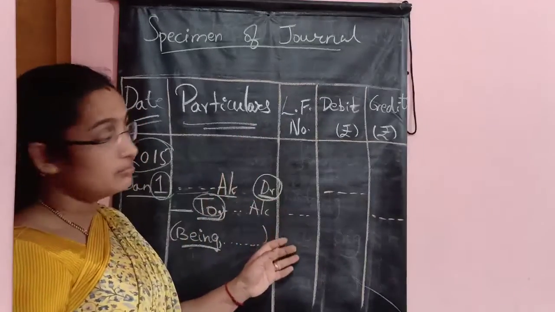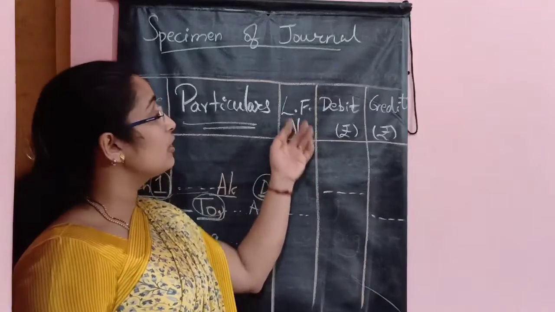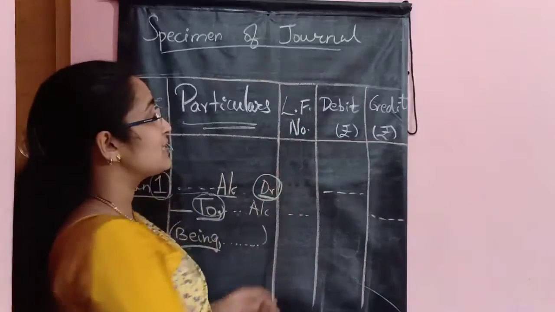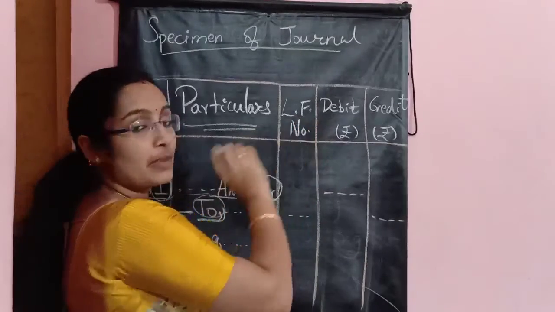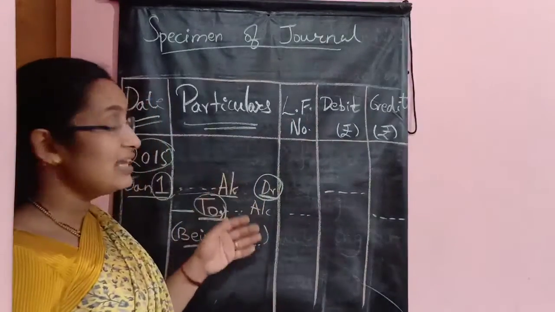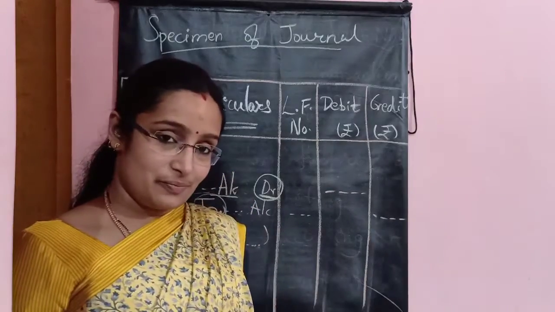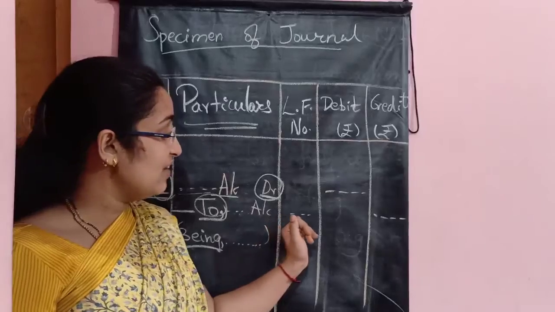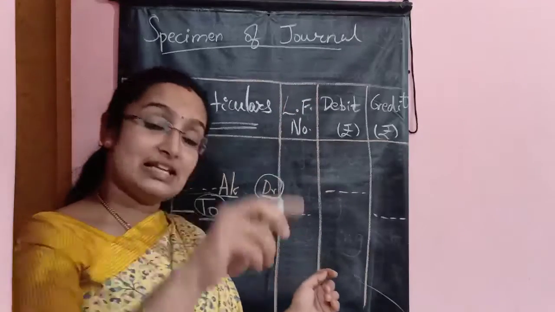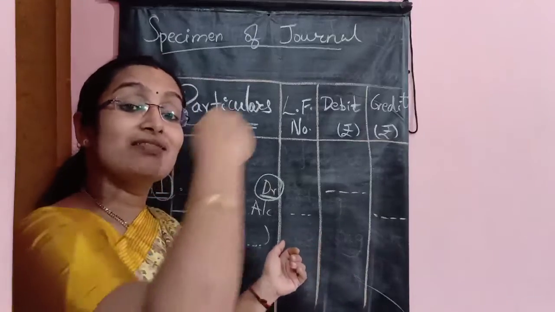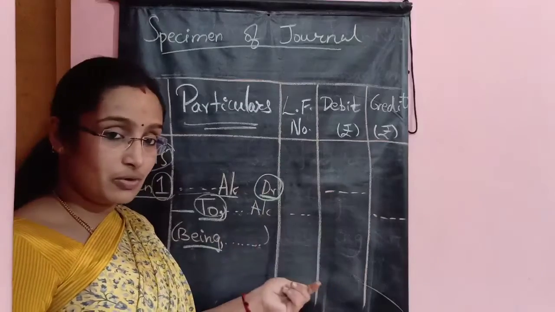The third column is that of ledger folio, which is in short written as LF, ledger folio number. Here, while we write a journal, we post it later on. So we leave a space or a dash where the page number of the ledger is noted while the posting of the journal entry is done in the ledger book.